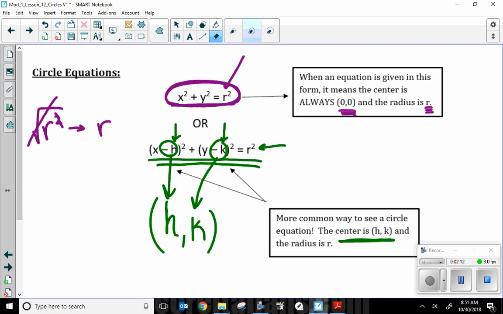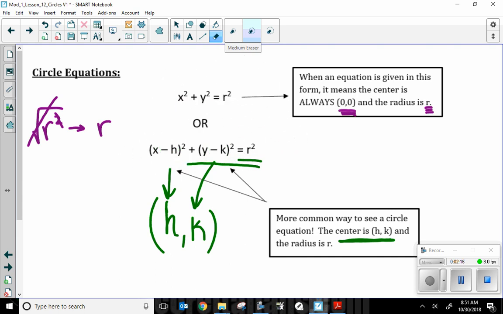So I've got a lot of scribbling here, and that's what it looks like. So what we're going to do is take these two basic ideas and start doing some of these problems.